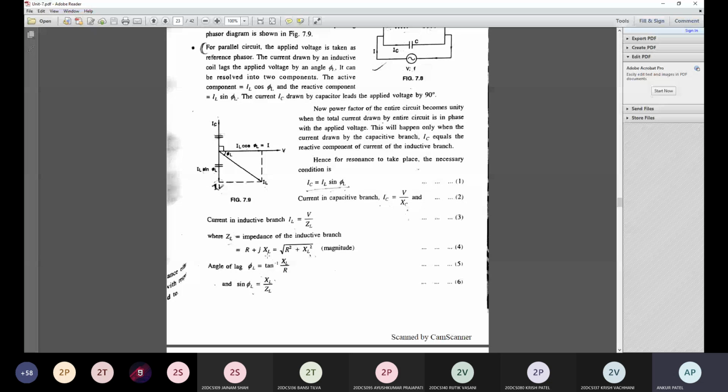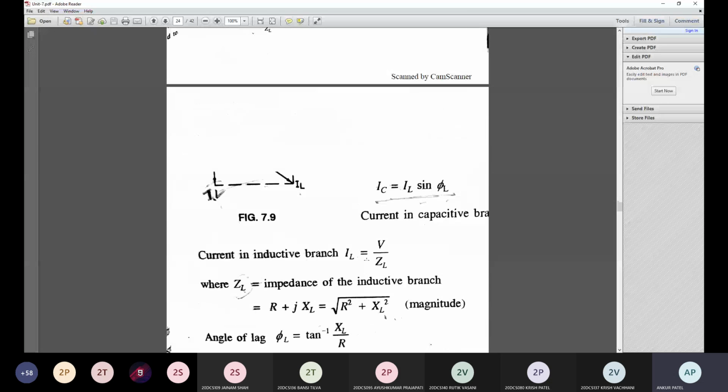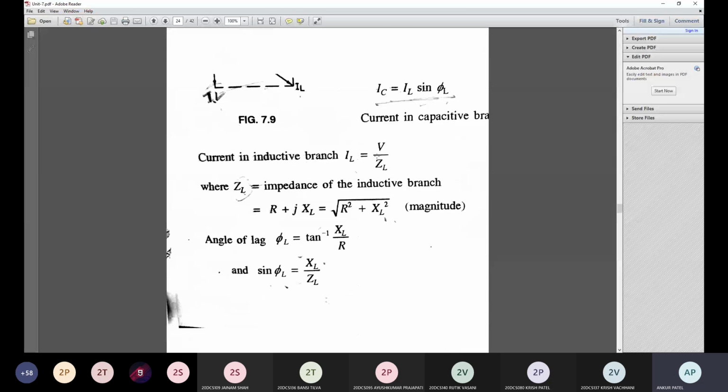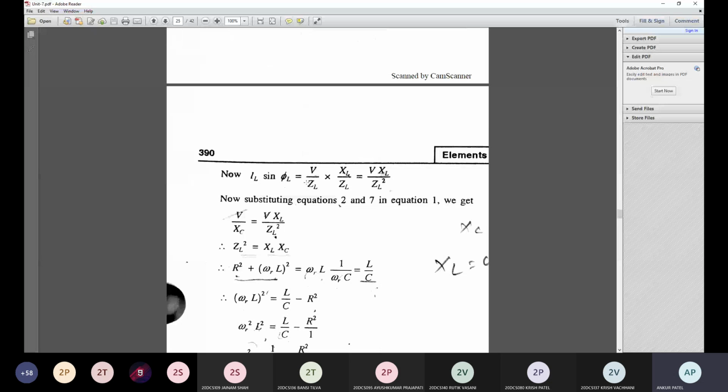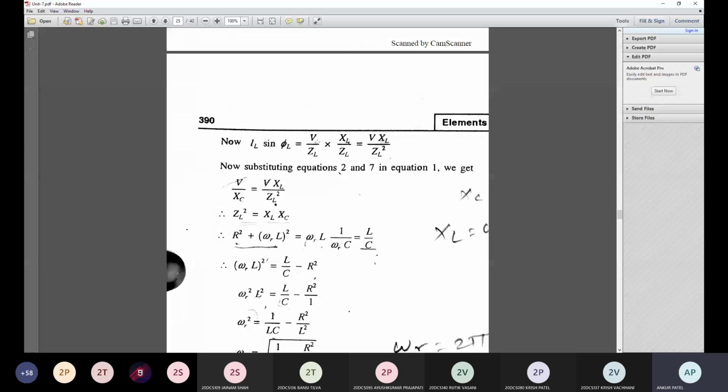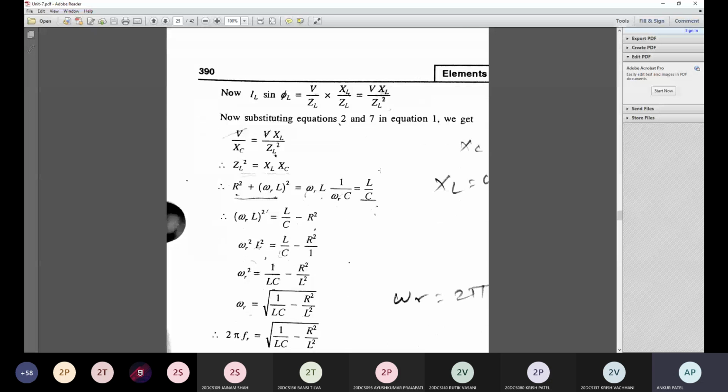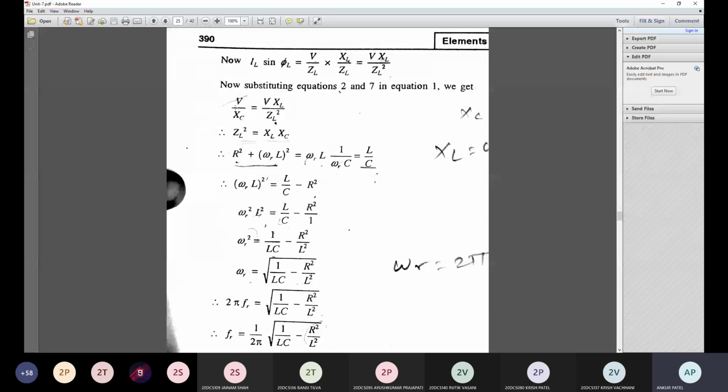Now substitute all this in IC equal to IL sin phi L. IC is equal to V by XC, IL equal to V by ZL, and sin phi L equal to XL by ZL in equation number 1. So you will have IL sin phi L equal to V by ZL into XL by ZL, so we can write V into XL by ZL square. So we have V by XC is equal to V into XL by ZL square by substituting. So V cancels, and ZL square equal to XL into XC.